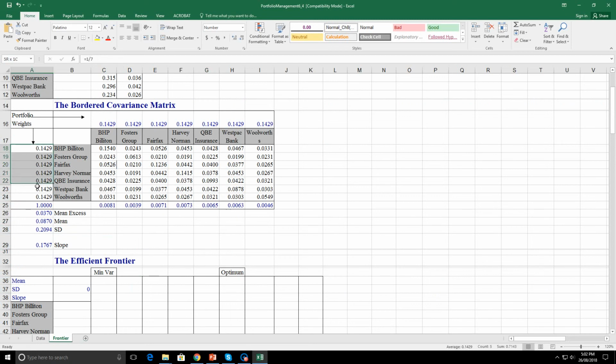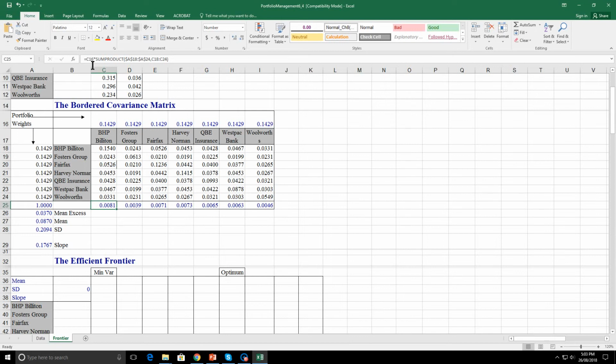Then if you look at this extreme left column, this is the weight of each individual stock in our portfolio. Initially we have an equally weighted portfolio. Since we have 7 stocks, each stock will have a weight of 1/7. I have just copied these weights along this line. Then this is the sum of these weights, and you know that the sum of these weights must be 1 all the time.